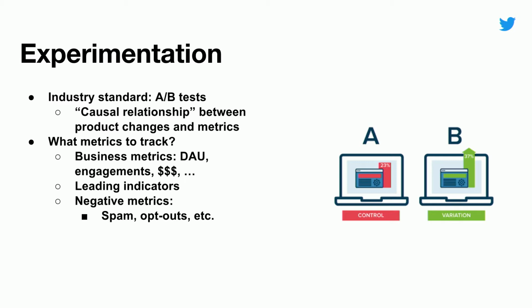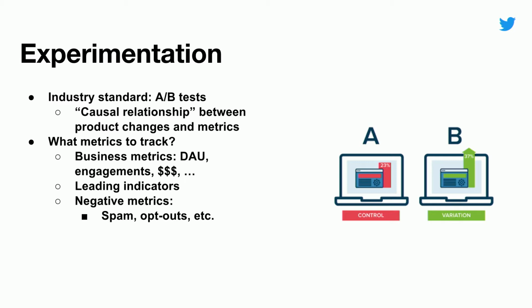What do I mean by causal relationship? We want to make sure that some metric on the platform has increased because of a product change. And this may not always be obvious if you just look at time series data. And that's where experimentation comes in.